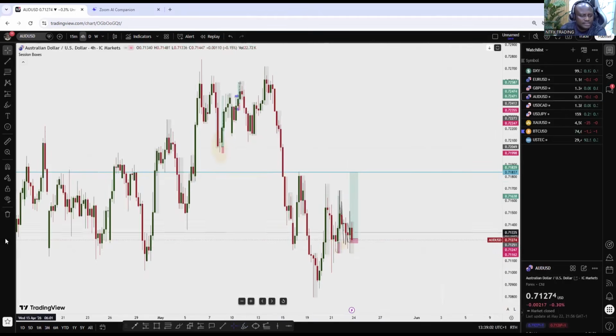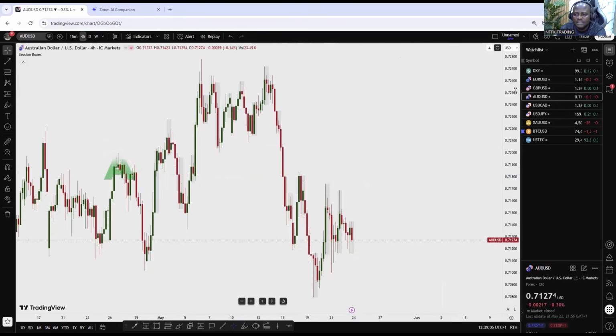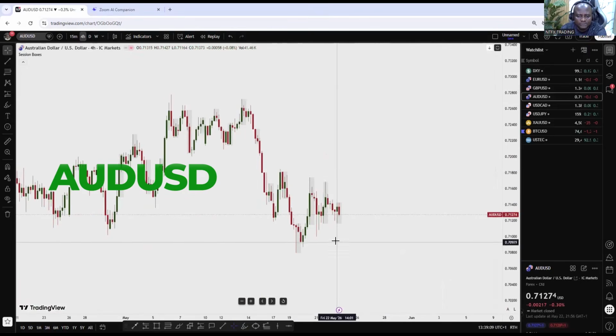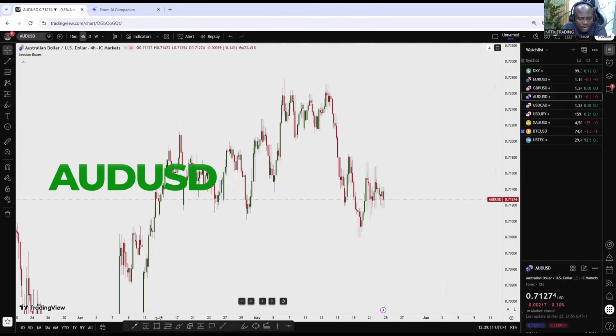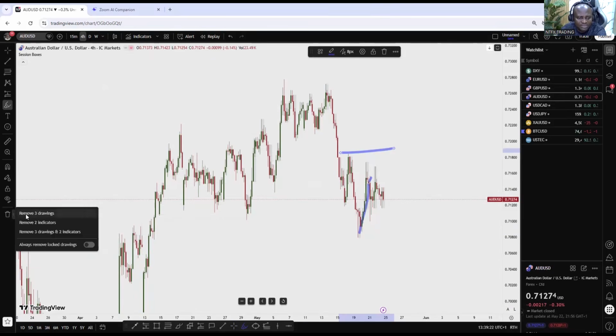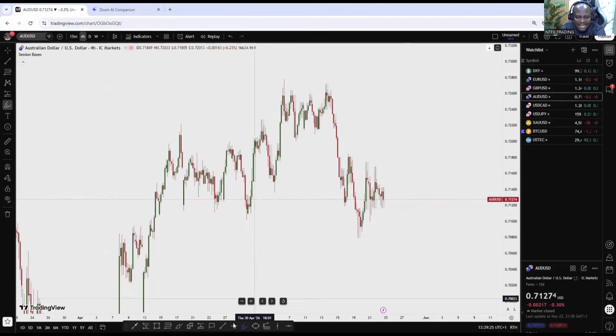AUD USD, guys, you can see all was in consolidation this week. What I would expect is simple. You can see that this cannot be said to be the leading impulse to the upside. Why? It does not break structure. So once it doesn't break structure like that, I don't regard it as a leading impulse to the upside. So what I would rather expect is that right here you have a breakdown, a pullback, a breakdown.